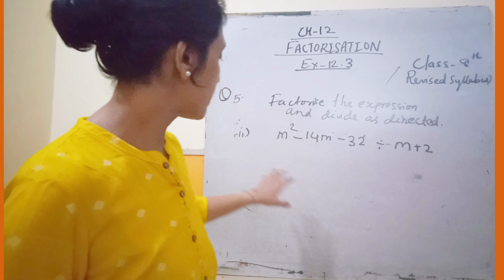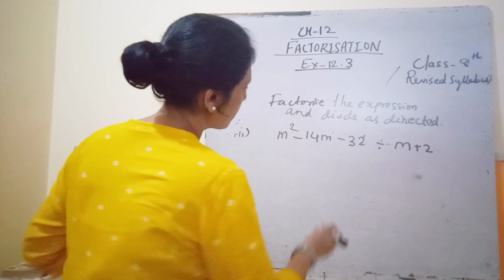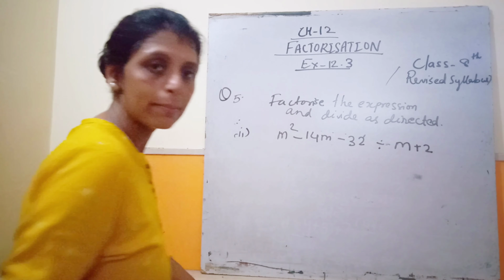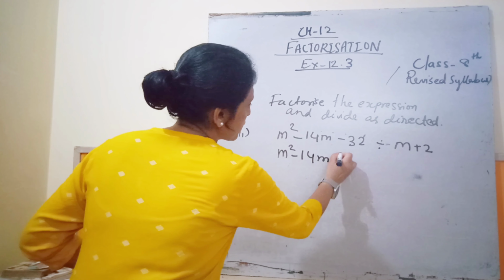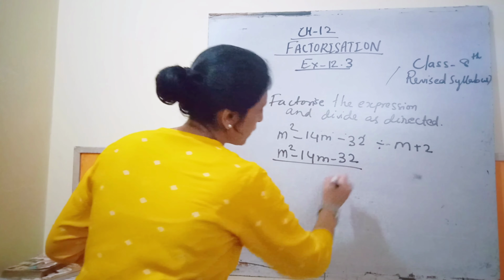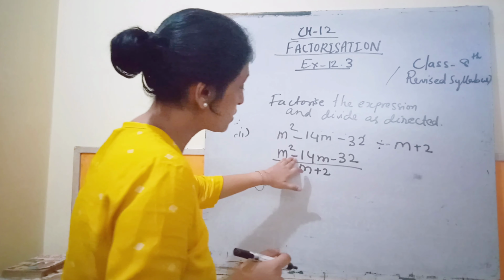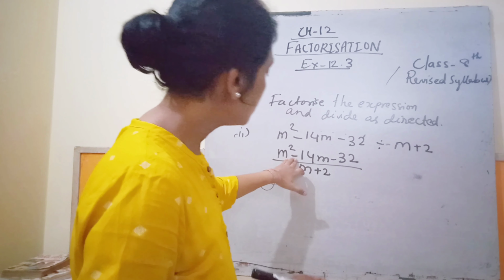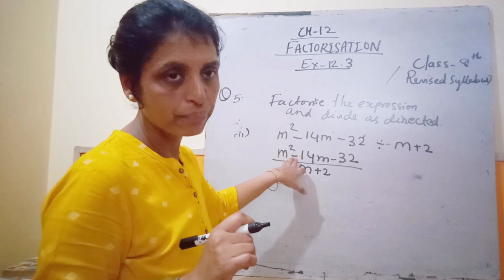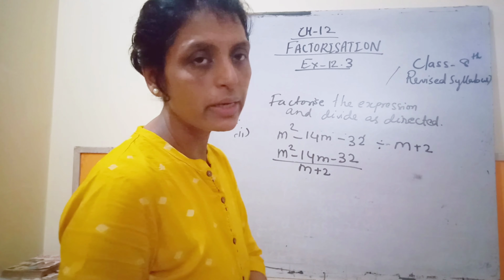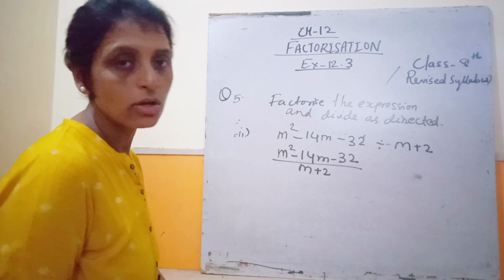Children, in the second part we have to factorize this algebraic expression m square minus 14m minus 32, then we have to divide by m plus 2. So let's see how to factorize it. I am using the method of splitting the middle term. Here the minus sign is there, which means the bigger integer should be negative and the smaller should be a positive integer.